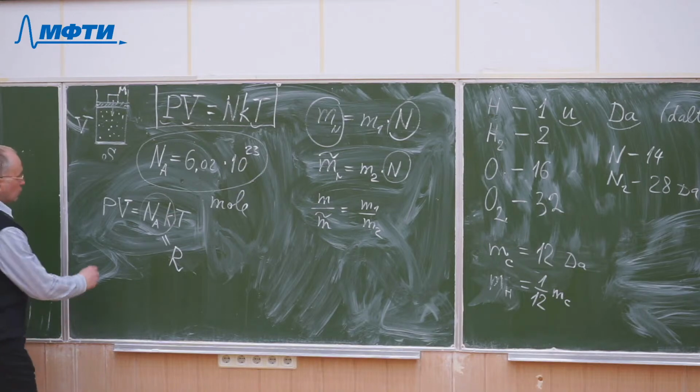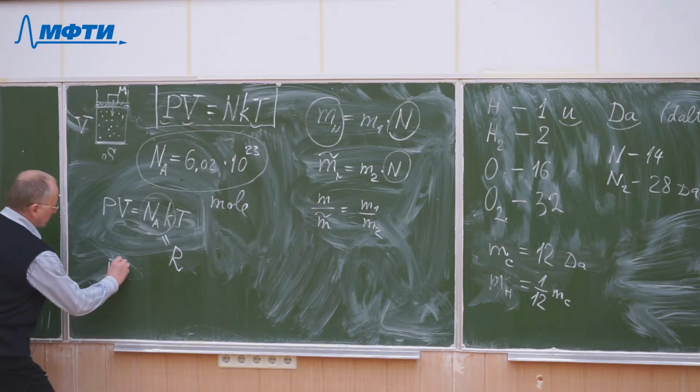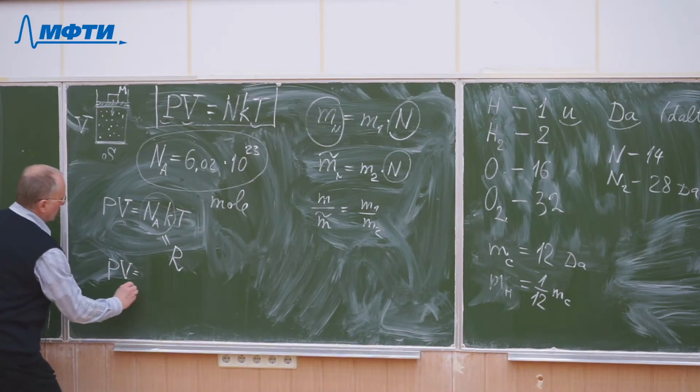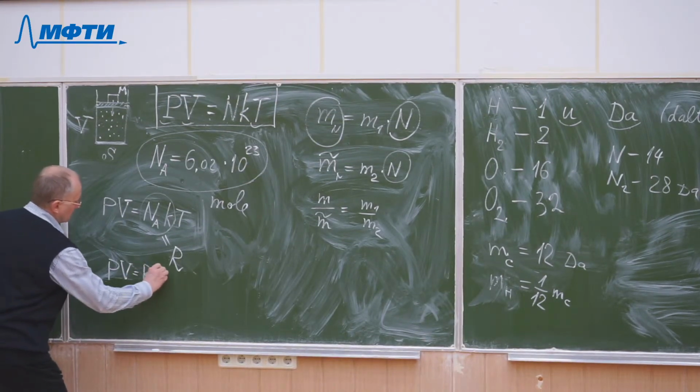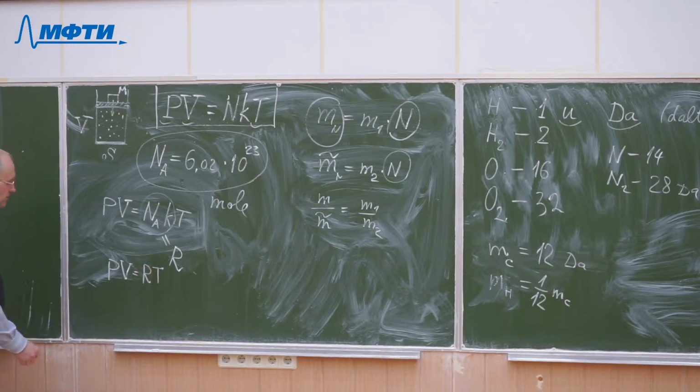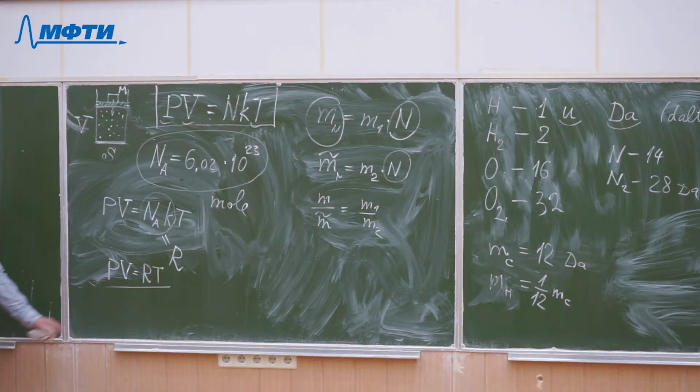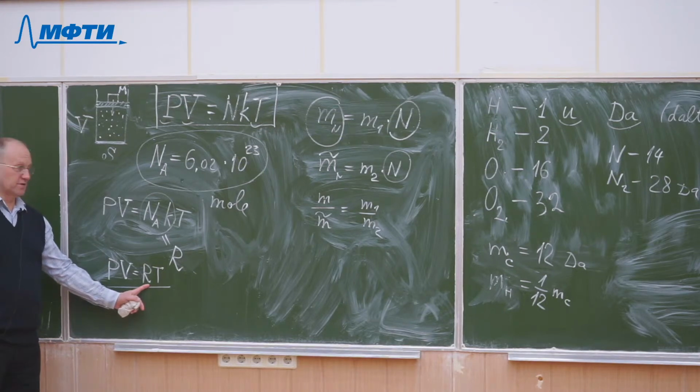And so for 1 mole of an ideal gas, we have such an equation. Pressure times volume equals gas constant times temperature. This equation, by the way, allows one to measure the gas constant using a simple experiment.